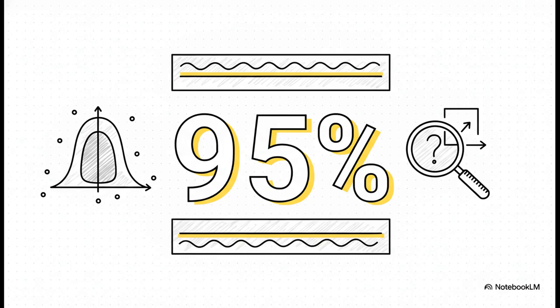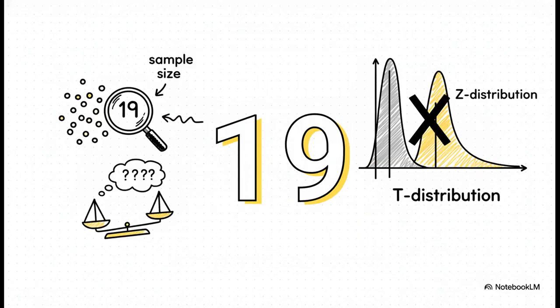Let's do it! Step 1. Identify the inputs. This one's easy. It's right there in the problem. They want a 95% confidence level. This is the bar we've set for how certain we need to be. The next key number is our sample size, n. In this case, it's 19. Now, what does that number immediately tell you? It's less than 30. Ding, ding, ding. That is our big signal that we absolutely have to use the t-distribution. The z-distribution is not an option here.